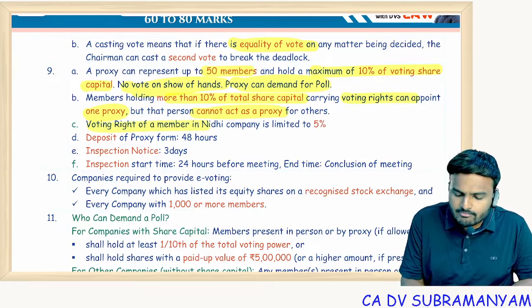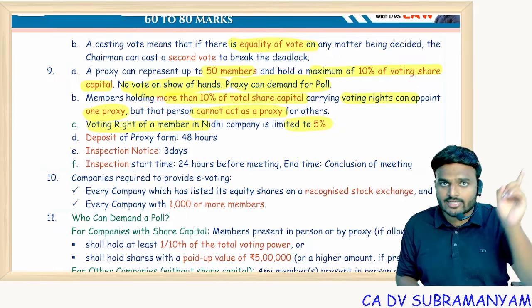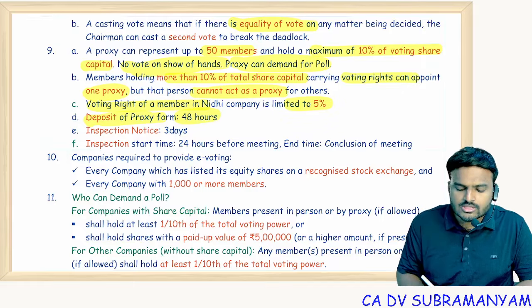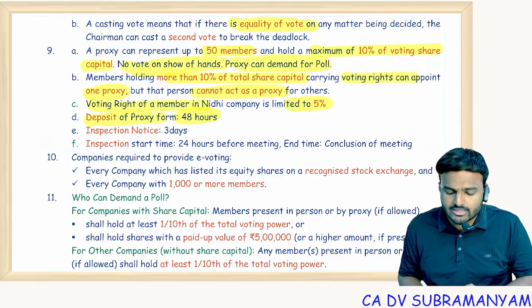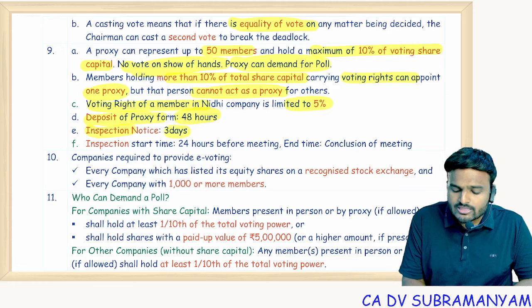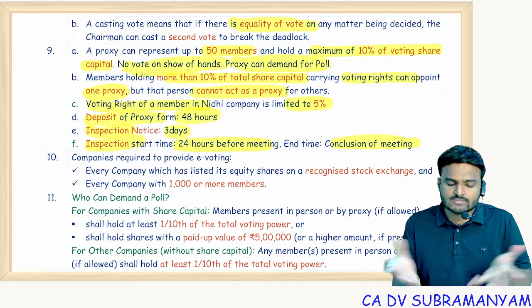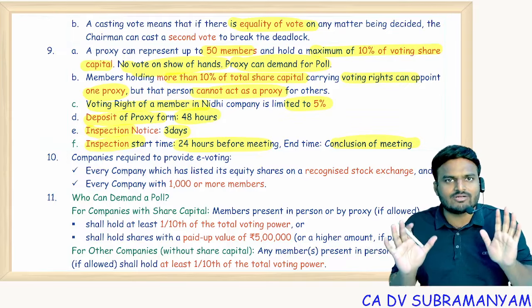Voting right of a member in Nidhi company is limited to 5%, already covered in share capital, section 47. Deposit of proxy forms 48 hours before commencement of the meeting. Inspection notice should be given 3 days before the meeting. Inspection start time 24 hours before the meeting, and inspection end time conclusion of the meeting. That's it. All the points of proxy covered.